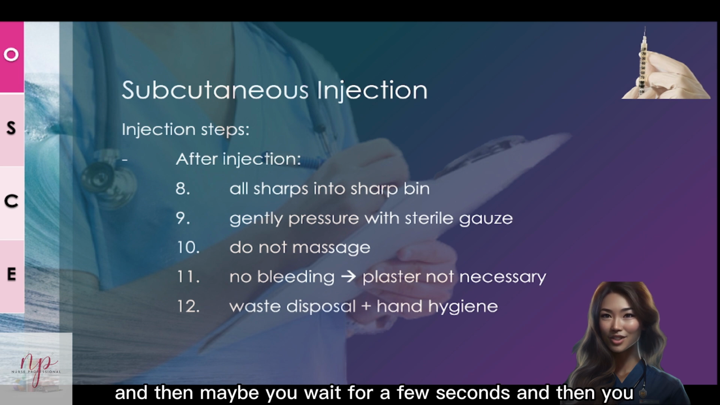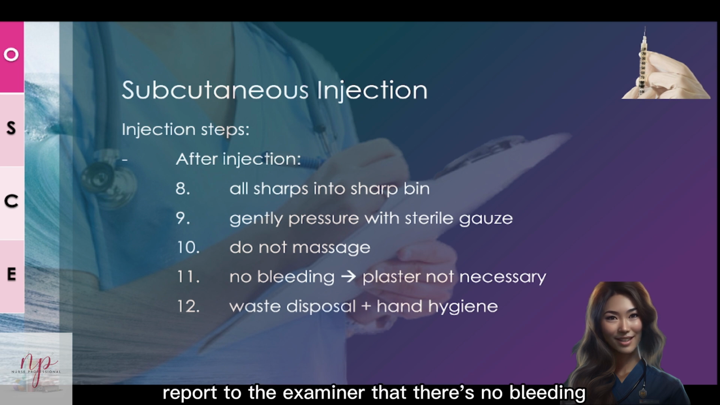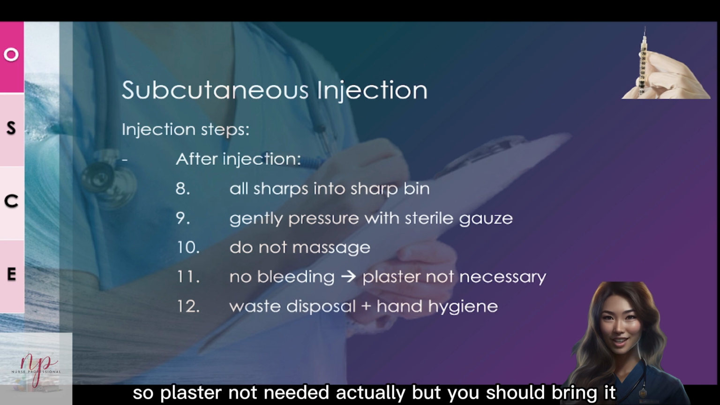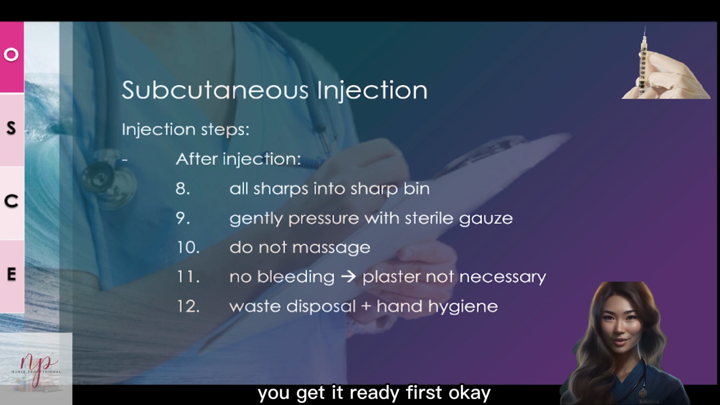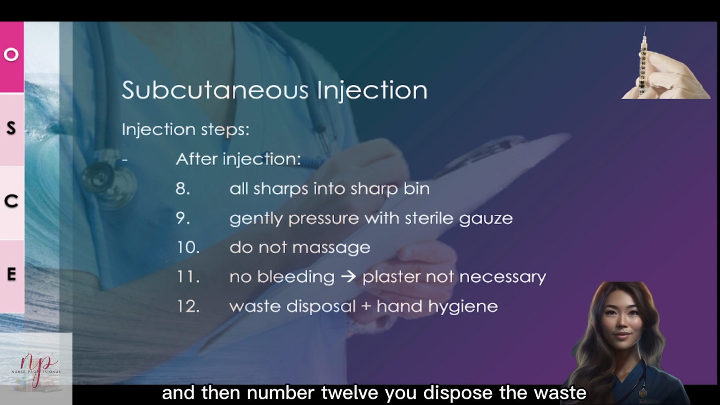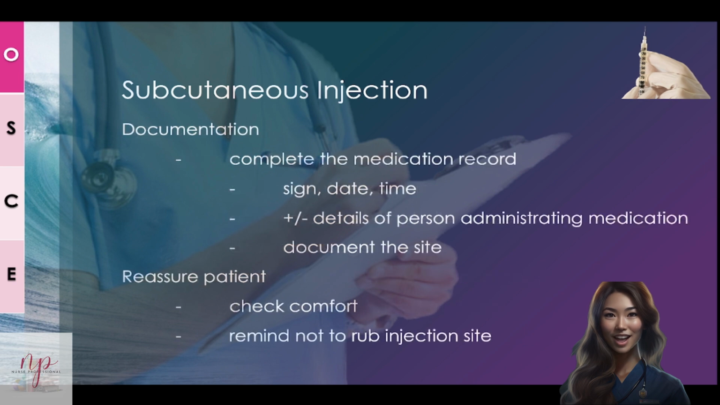And then maybe you wait for a few seconds and then you remove the gauze and then you can report to the examiner that there's no bleeding. So plaster is not needed actually, but you should bring it in case your patient would like a plaster. Then you get it ready first, okay? And then number 12, you dispose the waste and then do the hand hygiene. After you finish all the steps, remember to document as soon as possible.